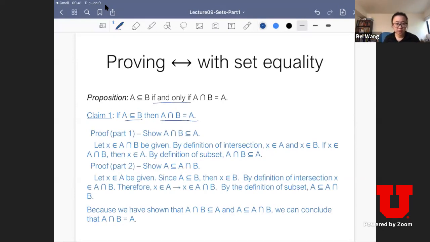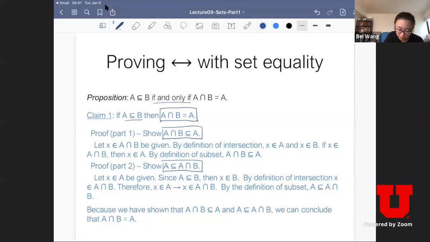So this has two parts, as we mentioned before, because I want to show this two set equality. The first part is to show A intersect B is a subset of A. The second part is to show A is a subset of A intersect B. And for each of those parts, we need to use essentially the definition of set intersection.